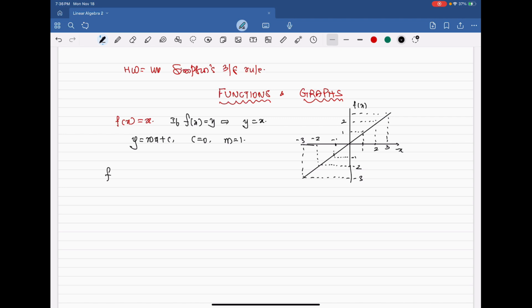Now, let us go for function x is equal to absolute value of x. When we say absolute value of x, that means function x is always positive. Whether x is negative or positive, function x is always positive. Function x is always positive means it is always above the x-axis. It is symmetrical to the y-axis.